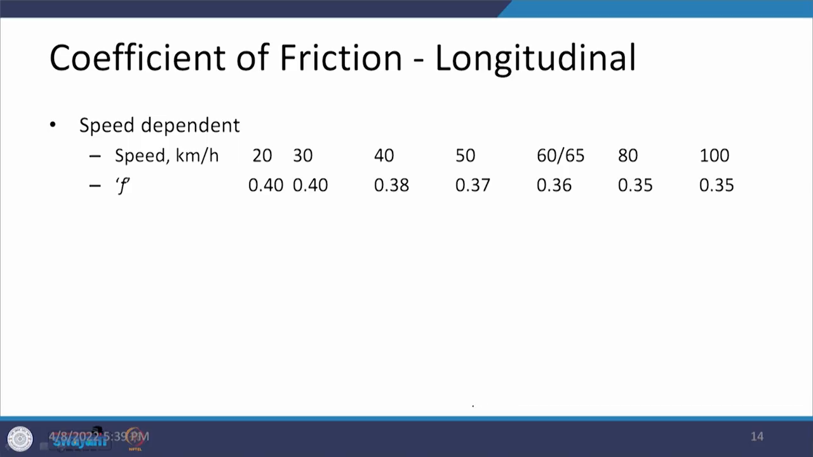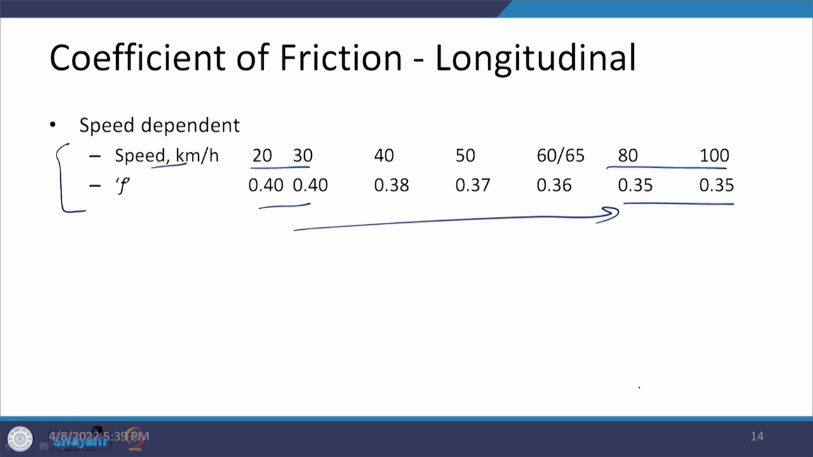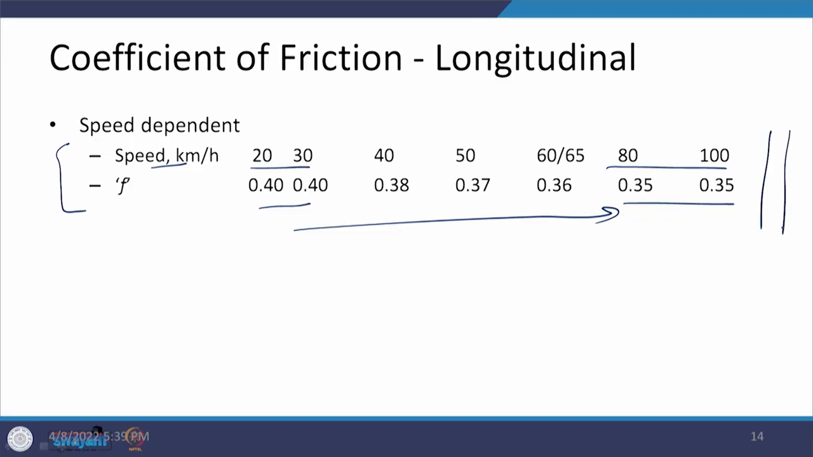Now the coefficient of longitudinal friction is going to be dependent on speed, as being shown here, and I talked about that, as the speed is increasing the values are going to be reduced. So when you have a speed of 20 to 30 kilometers per hour, then this is 0.4 only, but when you come to 80 to 100 kilometers per hour, then it becomes 0.35. So it is changing as the speed is increasing. Here we can say that it is reducing, and these are the values which we will be using when we talk about the braking distances or the stopping distances, to be discussed in the coming interactions.